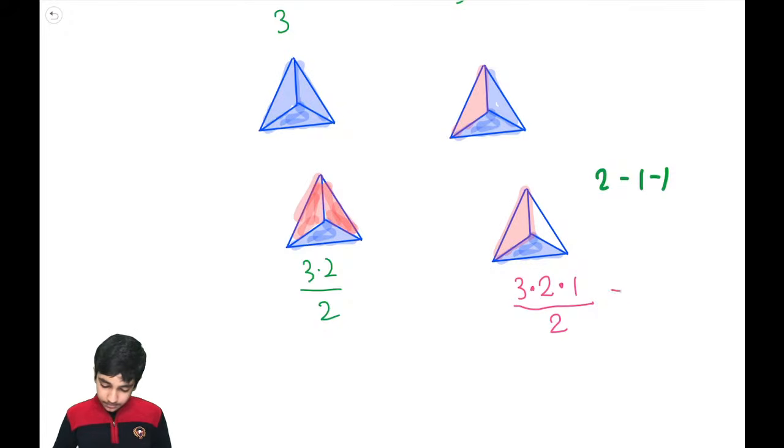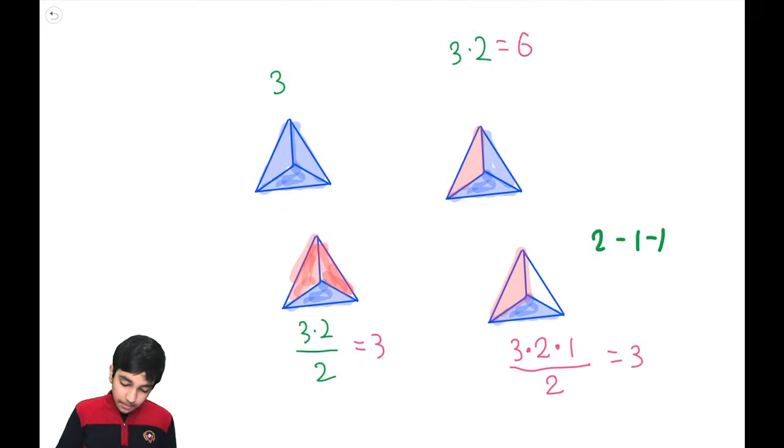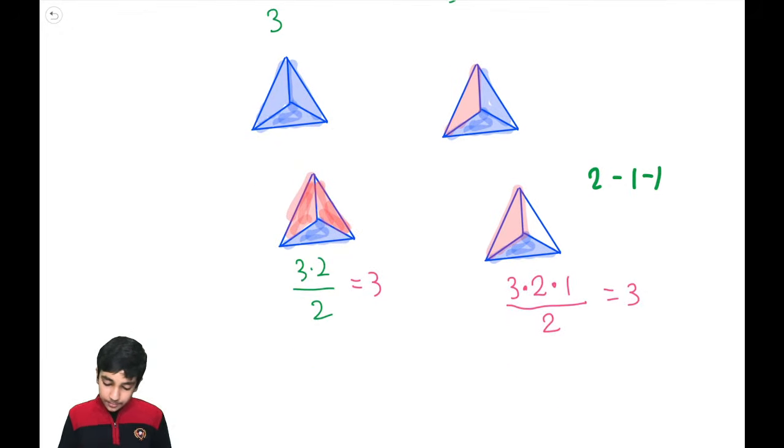Which is 3. And this is also 3. This is 6. So we add them up, we get 3 plus 6 plus 3 plus 3 is 15. And that's the answer for this problem.